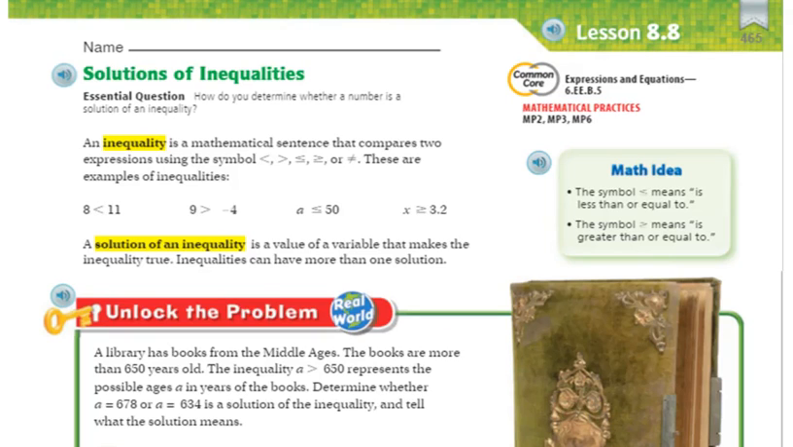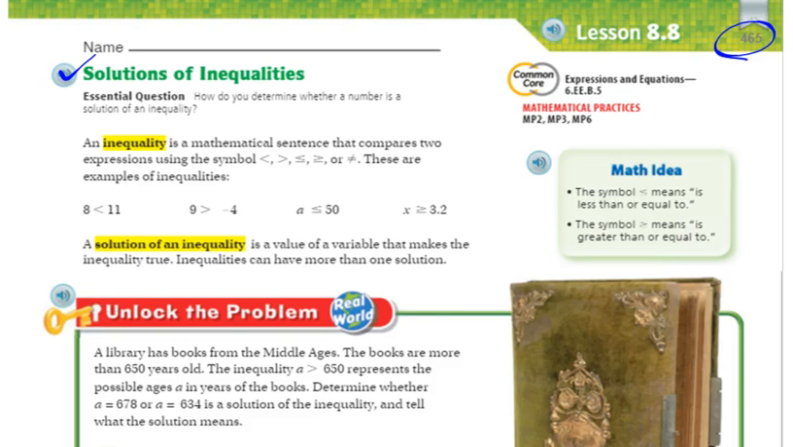Mr. Damiani, and today we are going to be looking at lesson 8.8 on page 465 in your math workbook, so make sure you're on the correct page there. The topic for today's lesson is going to be solutions of inequalities.